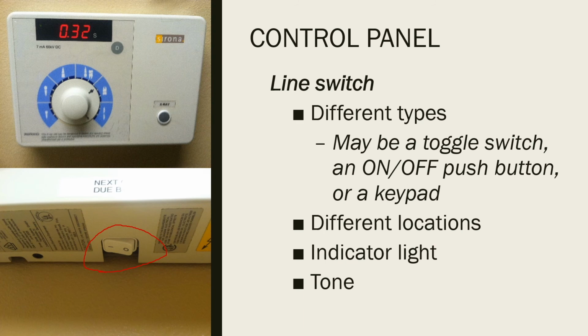There are different types of switches. It can be a toggle switch, it can be a push button, it can also be a keypad button. The locations are usually on the side or face or under the control panel. The control panel also has an indicator light that warns the operator and the patient that the machine is operational.